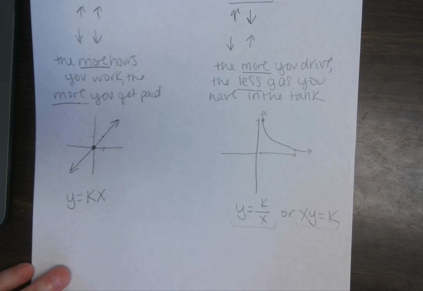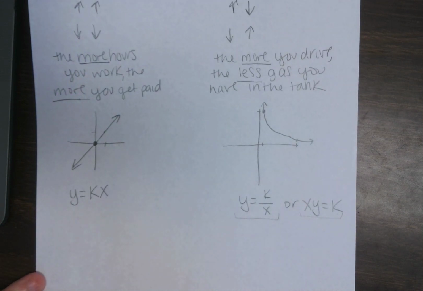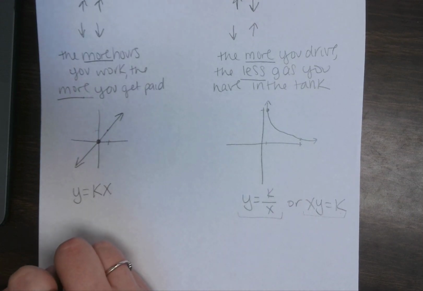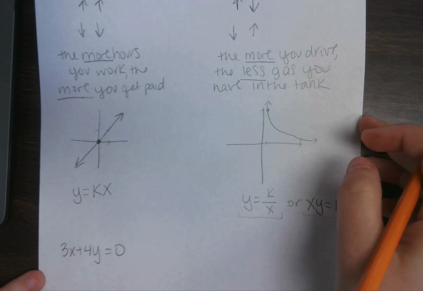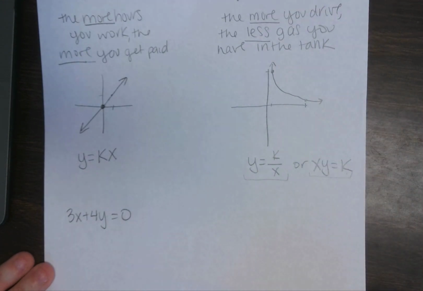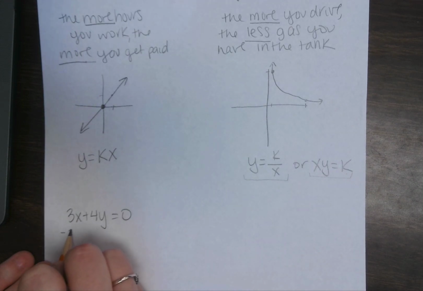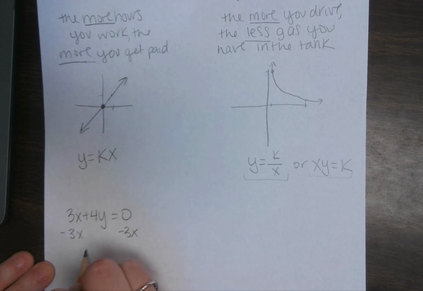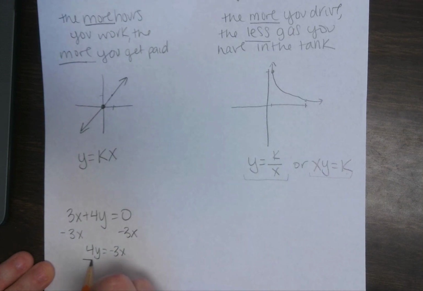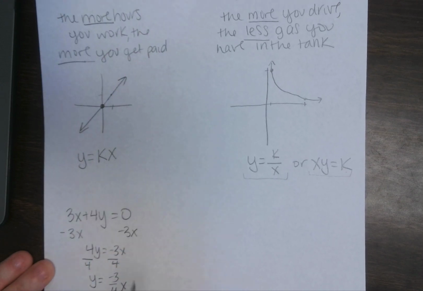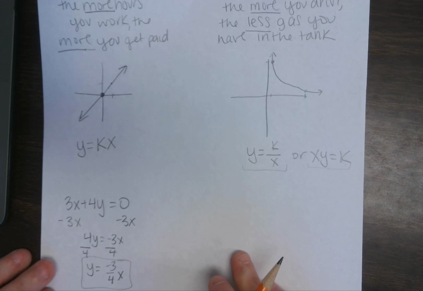So if we're talking about rearranging to get into that form and to check and see if it fits into direct: if we have 3x plus 4y equals 0, and we were trying to see if this is direct, inverse, or neither, then we would need to minus 3x on both sides. We don't need to keep the plus 0 here because the 0 and 3x just gives you negative 3x. Divide by 4. And that would be enough.